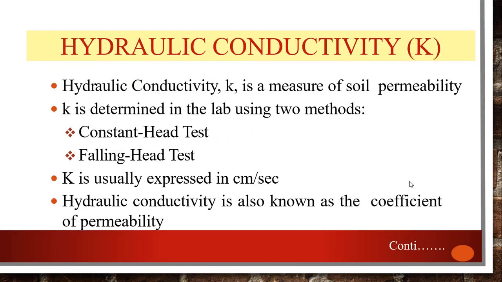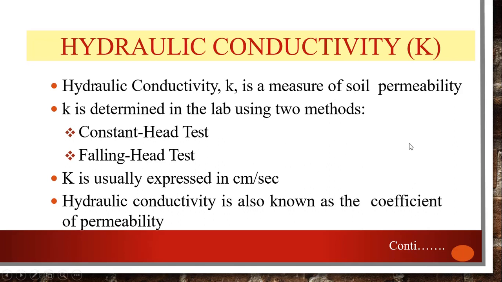So the hydraulic conductivity, that is K, is a measure of soil permeability. The value of K is determined in the lab using two methods. Basically, these are the very important methods. The first one is the constant head permeability test, and the second one is the falling head permeability test. As I already told you, the permeability of a soil plays a very important role in geotechnical engineering, so it is important to calculate the value of permeability. So these are the lab tests.